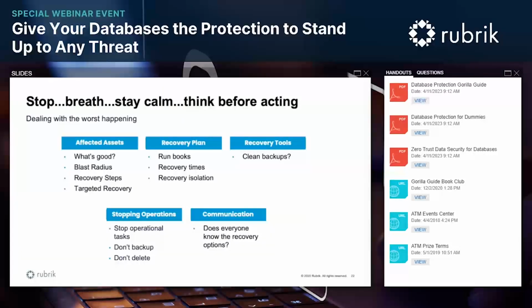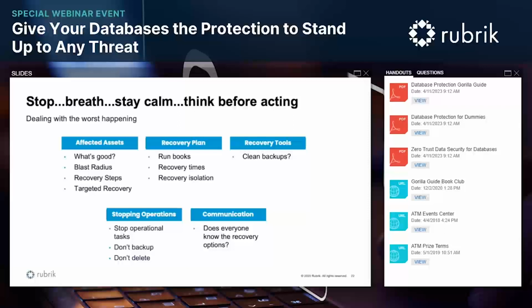Think about recovery tools. Do you have backups that you can recover from? In most ransomware attacks, the backups are gone, so now you're out of luck. So you need to make sure you've got the tooling in place to have the backups to recover from. You need to be able to stop operational activity against that database. We don't want to have operational tasks going on. We don't want to have backups running until we confirm the data is in a good state. And we certainly don't want to delete the data because we may end up destroying forensic evidence.